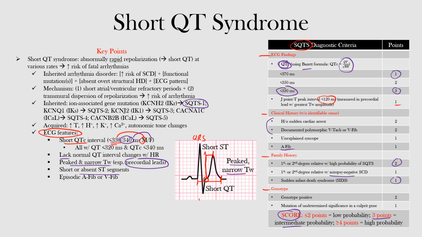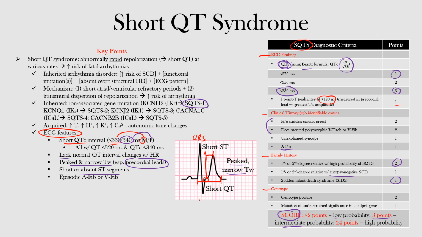And in terms of the genotype, that's that fourth category. If they're genotype positive, so one of the genes that we mentioned previously, you get 2 points, okay? And if there's a mutation of undetermined significance in a culprit gene, then you also get 1 point, okay? And again, you add those points up, and whatever you get, it'll give you either a low, high, or intermediate probability, okay? So that's that final score that you get. Now remember to keep in mind that a score greater than or equal to 4 makes the diagnosis of short QT syndrome more likely, but is not diagnostic.